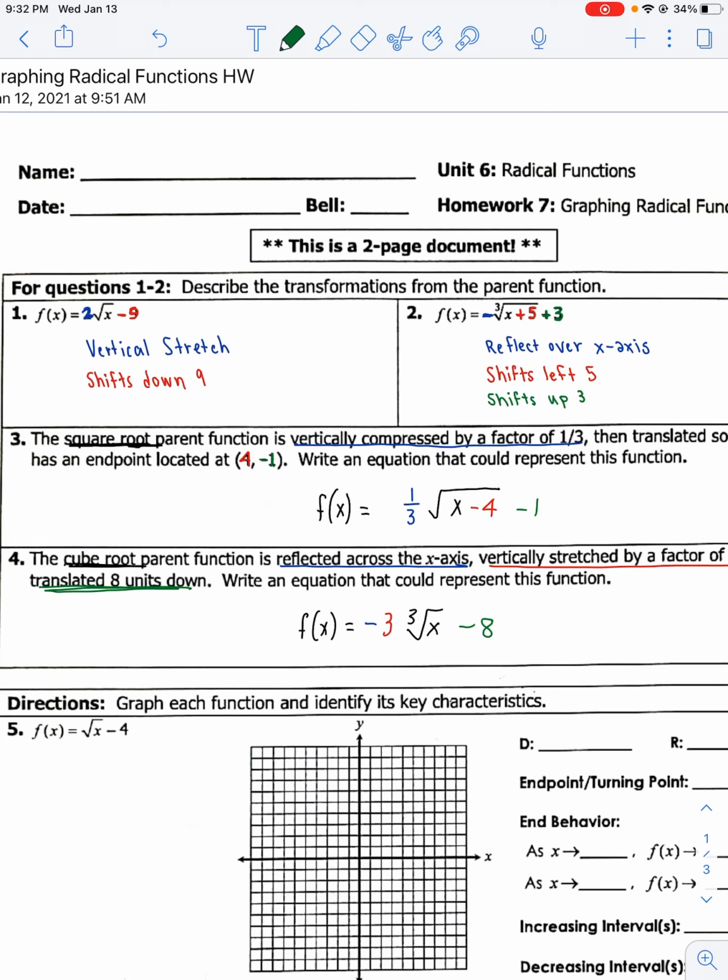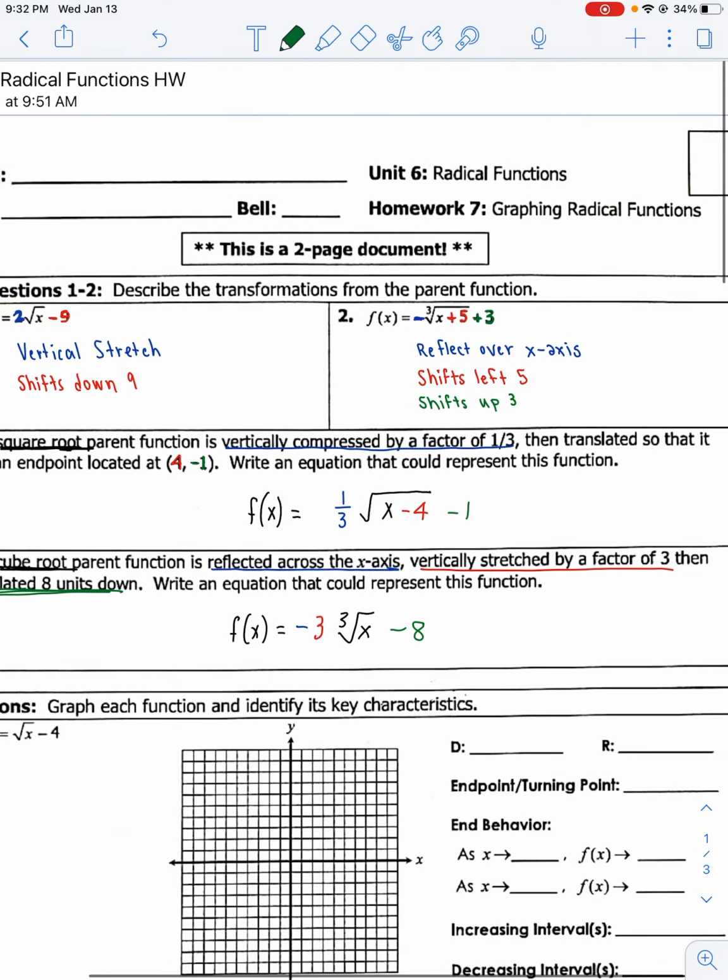And then, of course, number 3 and 4 were like the 2 that we did yesterday, where they write the descriptions of what your transformations were and you write your equation. So the first thing to point out is what kind of function it is. Number 3 was square root. Number 4 was cube root. So make sure you note that. On number 3, it first tells us that it's vertically compressed. So remember, that means it has to be a value between 0 and 1, and 1/3 is between 0 and 1, so I put it out front in A's position.